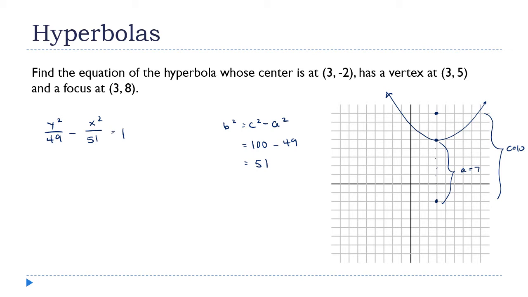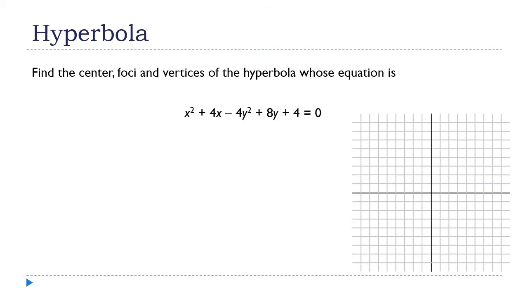And now I just have to move the center, right? If I want to move the center to 3, -2, be sure you get these in the right order. The -2 is the y, the vertical shift. So this will be y plus 2 squared over 49 minus x minus 3 squared over 51 equals 1. And that's it. I'm done. There's my hyperbola.